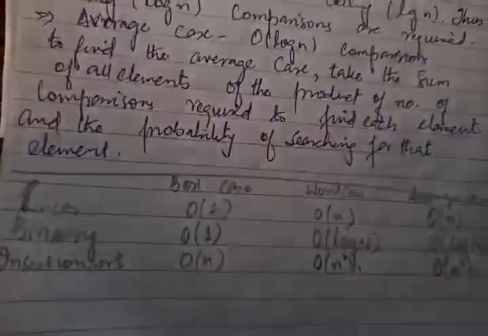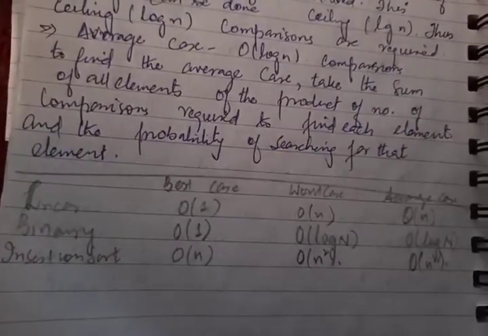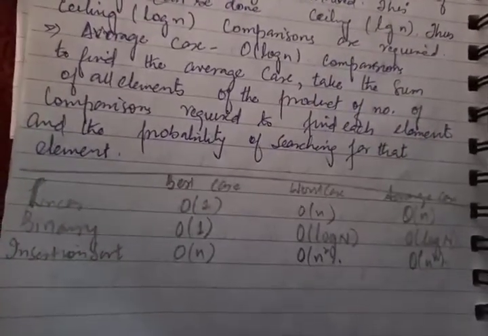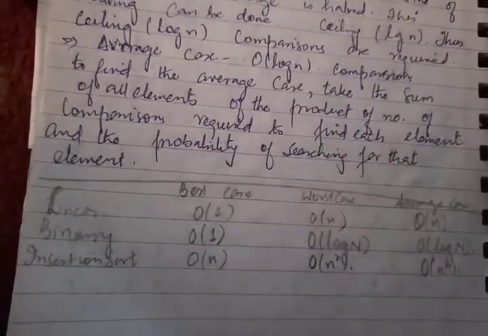So this is the tabular form of the linear search and the binary search, best cases as well as worst cases. Hope you understood this.